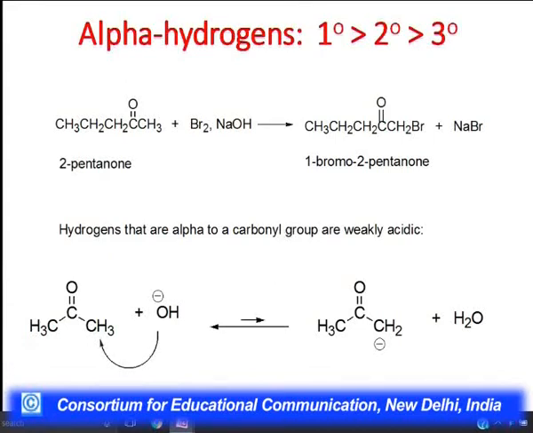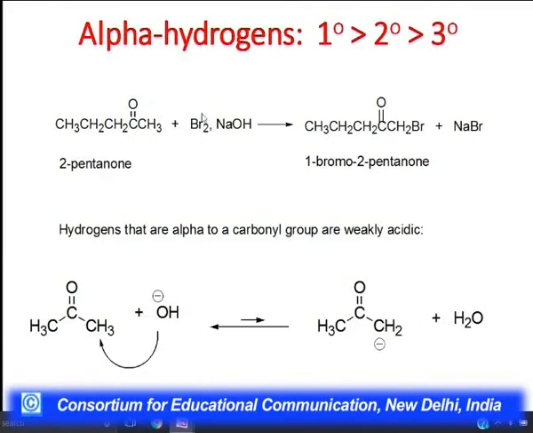So please remember, the order of reactivity of alpha hydrogens is that primary hydrogen is most reactive, followed by a secondary hydrogen and then a tertiary hydrogen. So what I mean here is that this hydrogen here will be most reactive. This will be less reactive as compared to this.